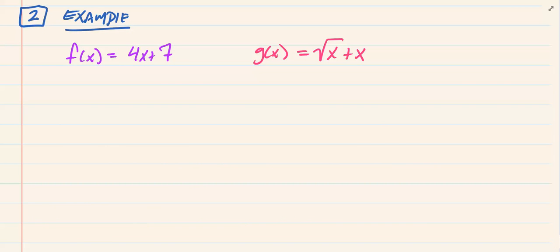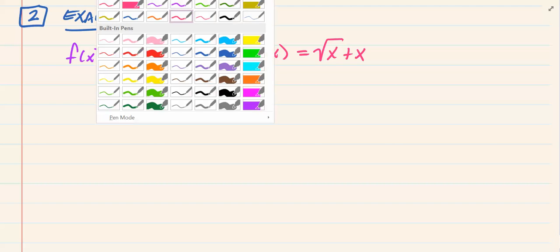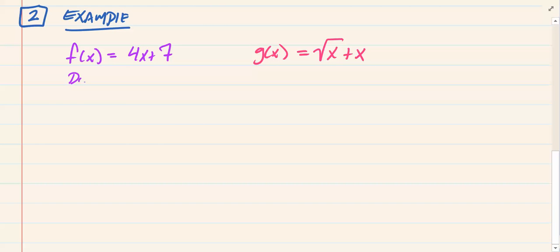I've got two functions up on the screen here. The one in purple, my f function, f of x, is 4x plus 7. What type of a function is that? It's a linear function, right? So what would the domain be? I'll use the purple to keep everything consistent. What would the domain be for my f function here? The domain would be all real numbers, and that's the symbol I'm going to use for all real numbers.